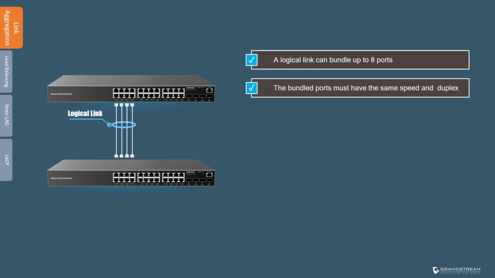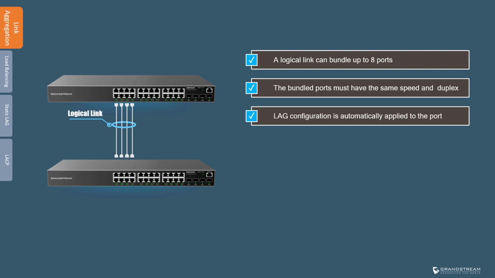For example, if you need to create a link aggregation between a GWN switch and another server, or even a third-party switch that only has fast Ethernet ports, you must change the port's speed to 100 megabits per second on the GWN switch to match the speed of the other device. When you make changes to the LAG, these configuration changes are automatically applied to the ports in the logical link.